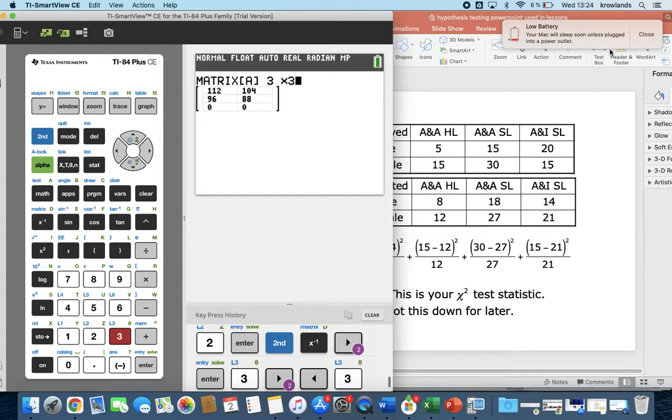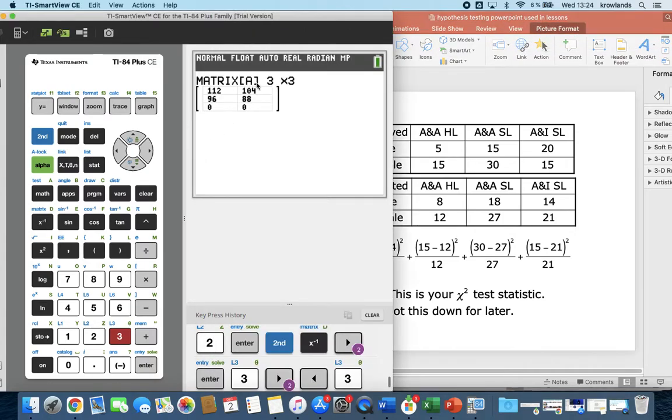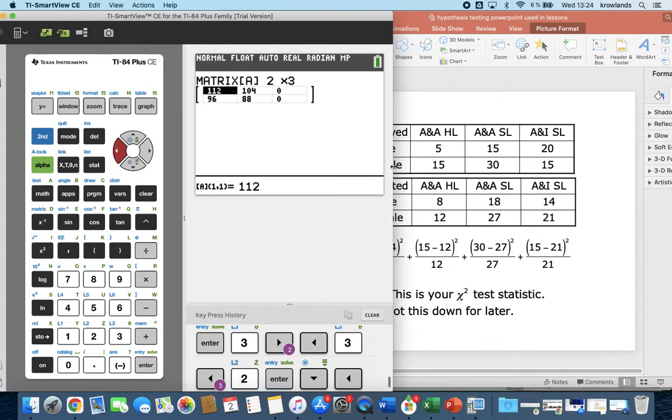Hopefully you noticed the mistake was the fact the table's not 3 by 3. The first number you've got to write in is the rows, and the rows in this particular table on the right hand side is only 2, and the columns are 3. So we need to write down 2 instead of 3 for the first number. 2 by 3, enter. It's now altered the table for us.